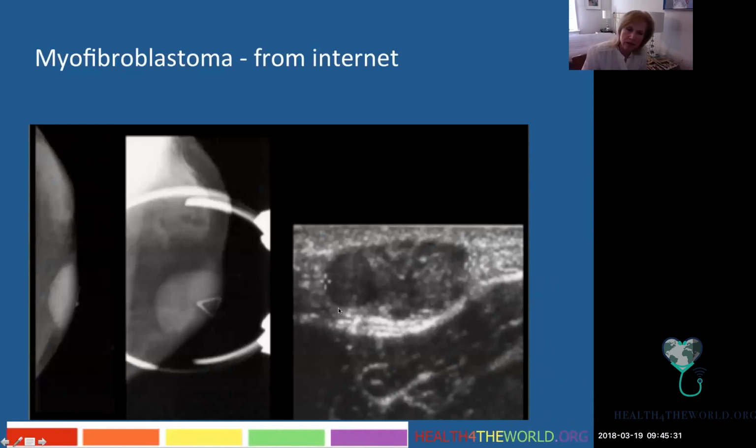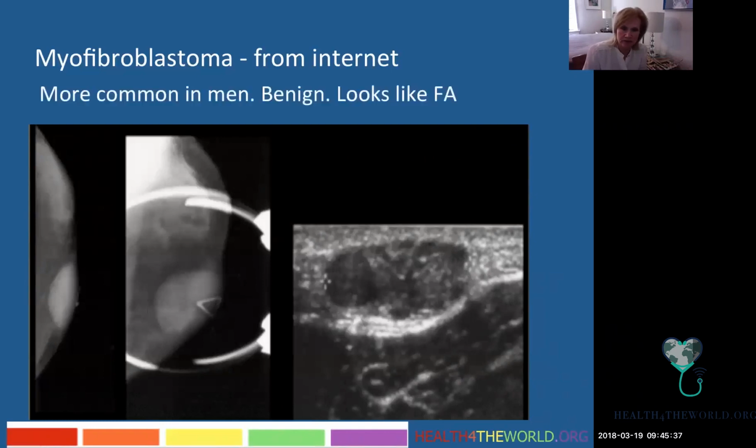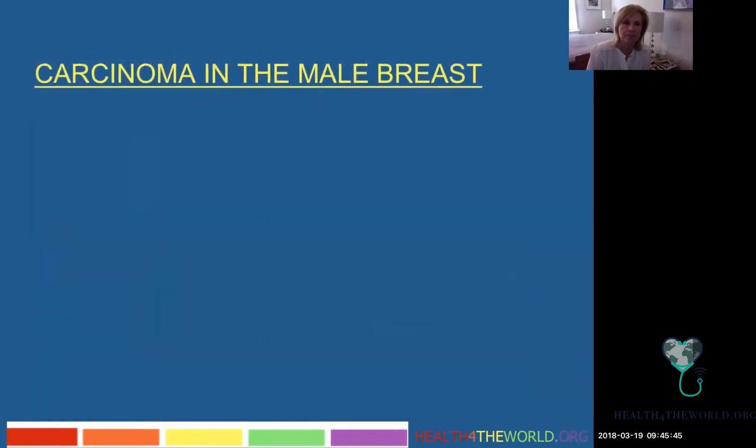But could this be a breast cancer? Yes, so it goes to biopsy, but is shown to be a myofibroblastoma. These are a little bit more common in men than in women, but look just like fibroadenomas would look in a female. Okay, now we're going to talk about carcinoma in the male breast.